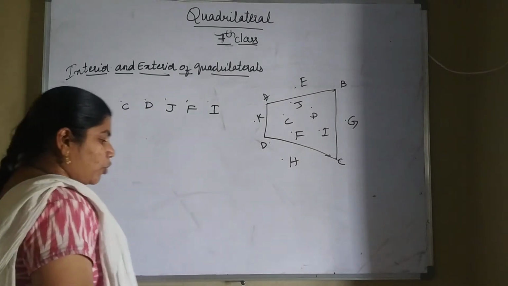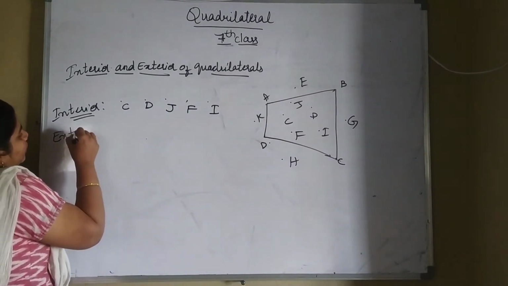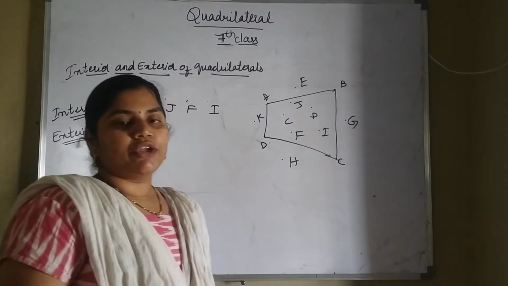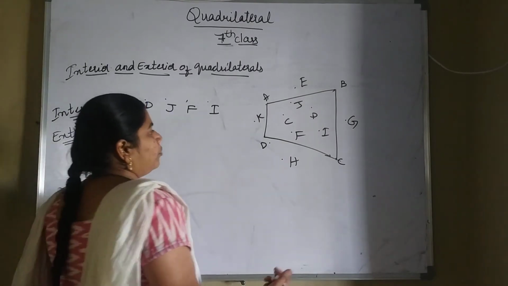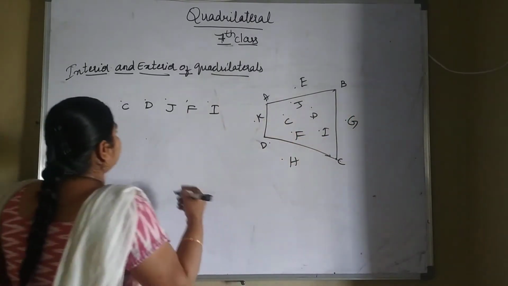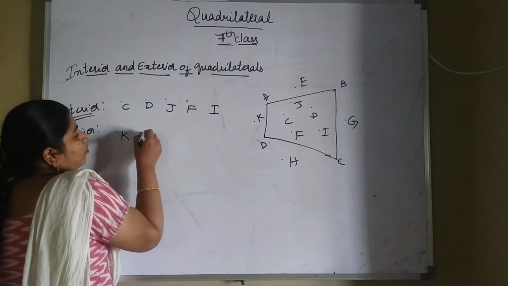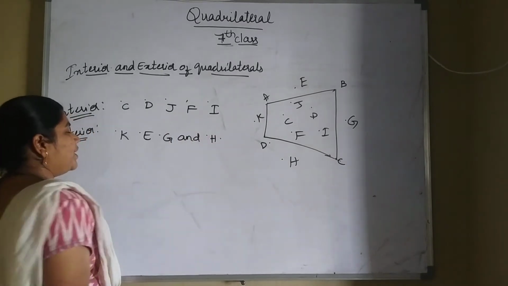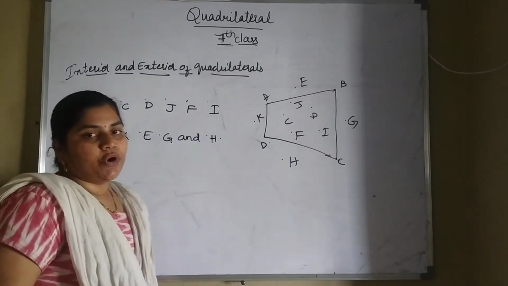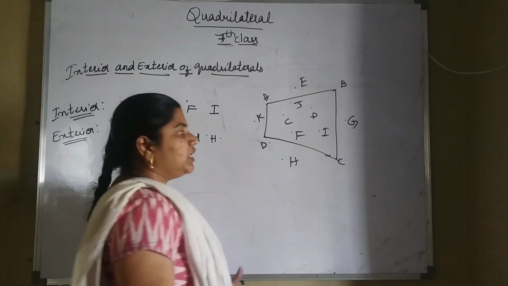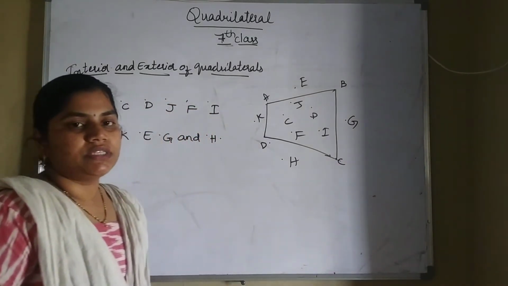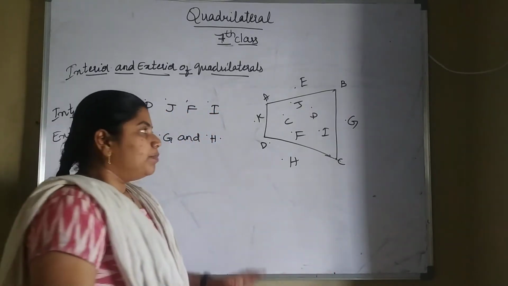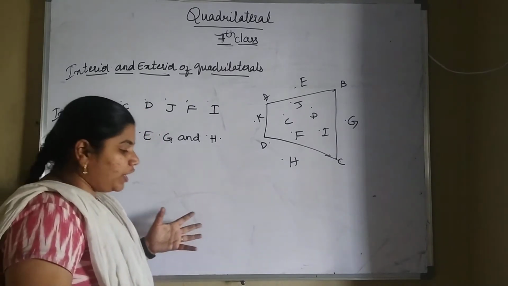And what are exterior points here? What did I tell as the definition of exterior points? The points which are lying outside of the quadrilateral, we will call exterior points. So which points are lying outside? That is point K, point E, point G and point H. So interior means the points lying inside, and the points lying outside of a quadrilateral are exterior points. So this is about interior and exterior of a quadrilateral.